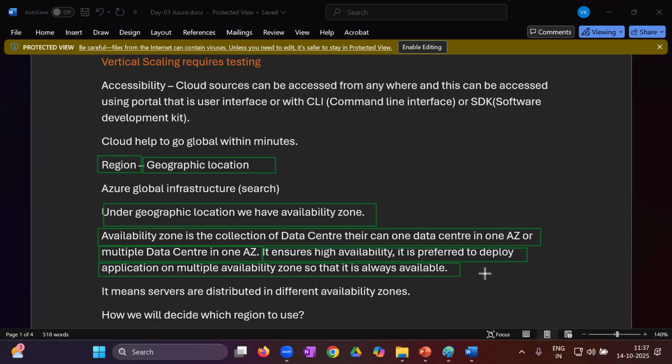Right now, what is preferred? It is preferred to deploy a particular application on multiple different data centers, or we can say availability zones, so that it can always be accessible. It means that servers are distributed in different availability zones. And that only we were discussing, that the distance between availability zones should be around 100 kilometers in the case of Amazon. Till here it is clear.